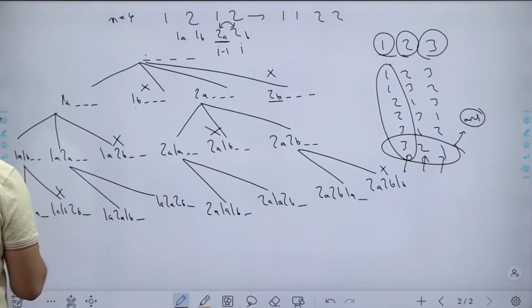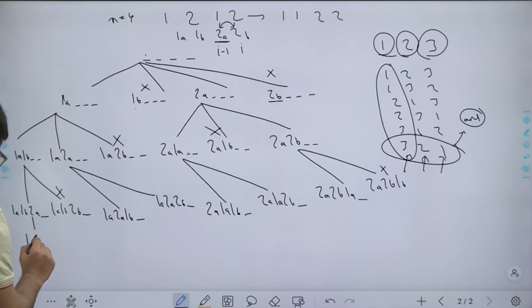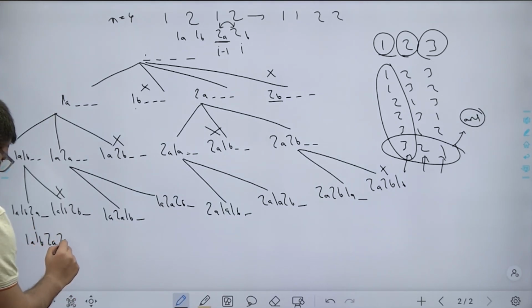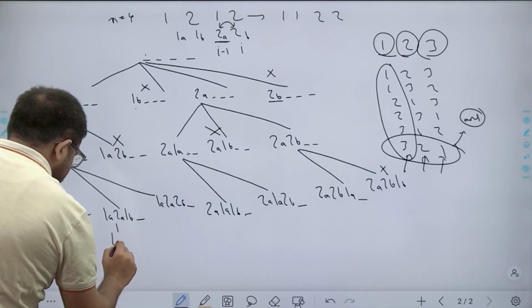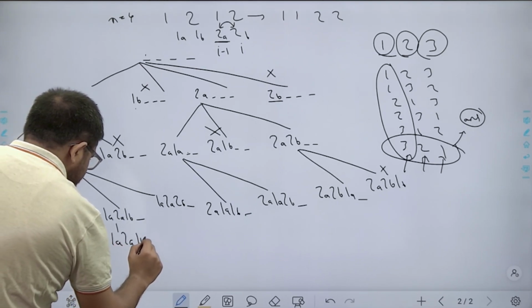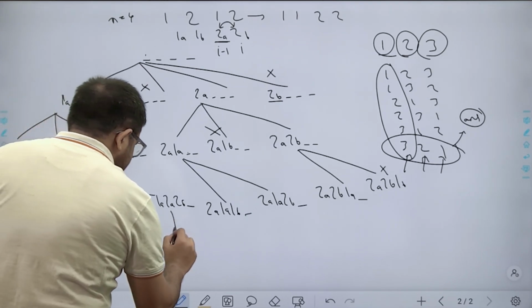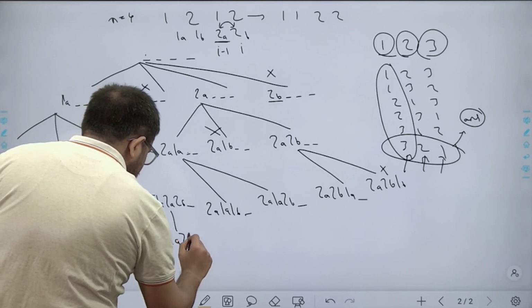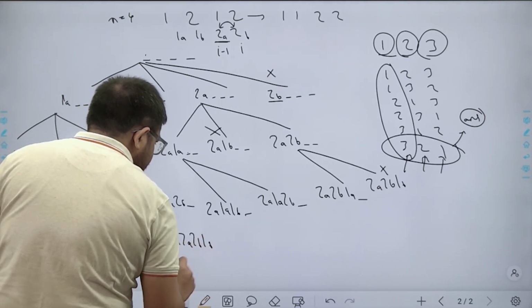Now this we are not taking. Now at the empty position only the remaining element will come. So I will take 1A, 1B, 2A, 2B. Here I will take 1A, 2A, 1B, 2B. Here I will take 1A, 2A, 2B, 1B.